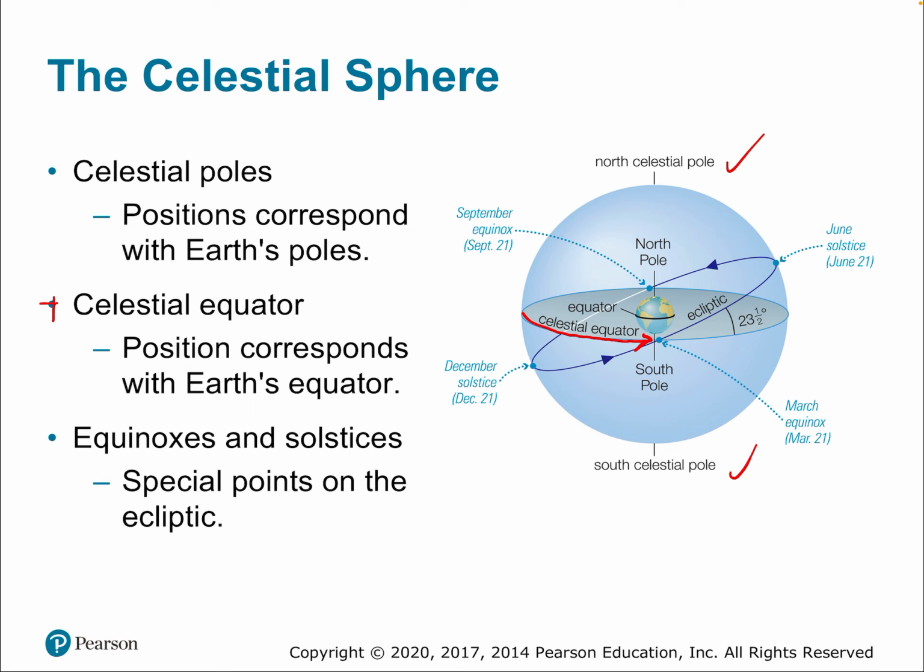These are special points on the ecliptic, okay? Identifying these on the ecliptic, this is new. We did not see this before, right? So here is the September equinox, the fall equinox. There is the March equinox, and then the December and June solstices. What do you see special about those points?